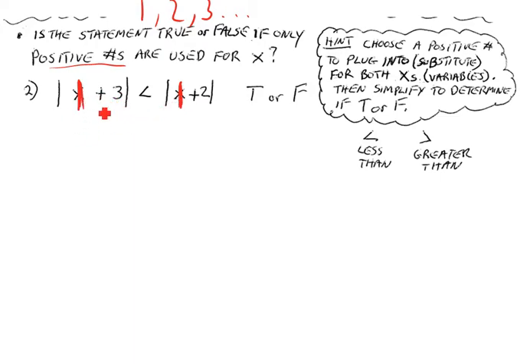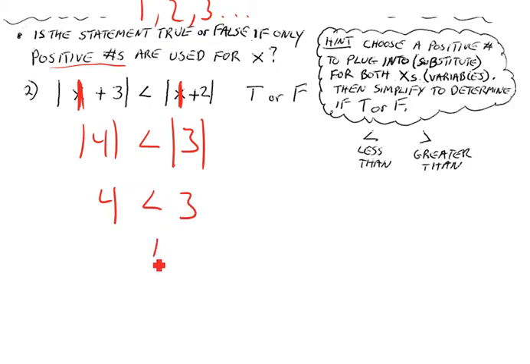So 1 plus 3 is 4. And over here, 1 plus 2 is 3. So I just simplified those. The absolute value of 4 is 4, and the absolute value of 3 is 3, 3 spaces from 0. So the question is, is this true or false? Is 4 less than 3? It may be on another planet, but not here. So this is no. 4 is not less than 3. So the statement is false.